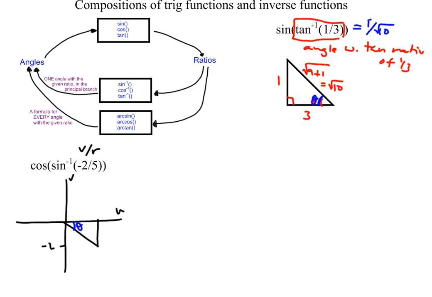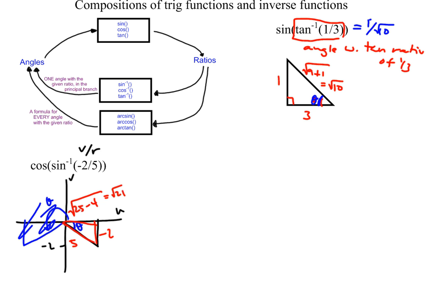I could not have drawn my triangle over here, even though it still had a V over R of -2/5, because this angle theta is not in the principal branch of sine. That doesn't work out. So if I look instead at the triangle that I drew originally, V is -2, R is 5, and I can use the Pythagorean theorem again to find the third side. So this is going to be the square root of 25 minus 4, which is the square root of 21. I now can think about the trig ratios.